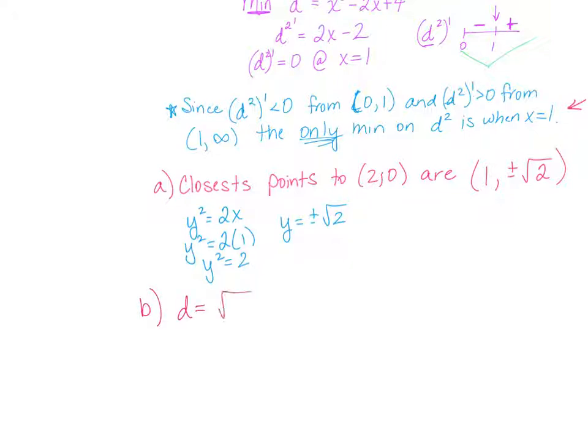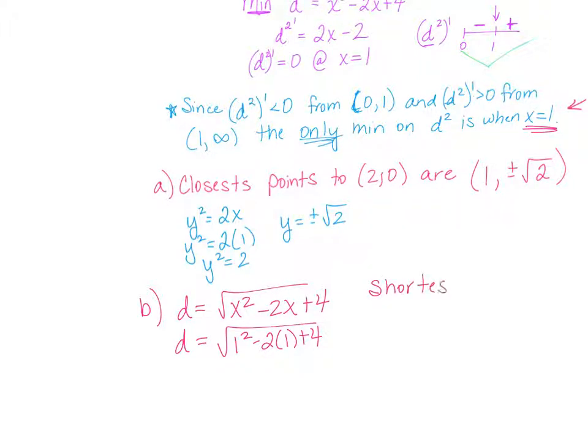So I'm coming back to this equation, the square root of x squared minus 2x plus 4. And we said that the shortest distance is when x equals 1. So I'm just going to plug in 1. So 1 squared minus 2 times 1 plus 4. And what does that equal? The shortest distance is 1 minus 2 plus 4, square root of 3. And that is your closest distance.